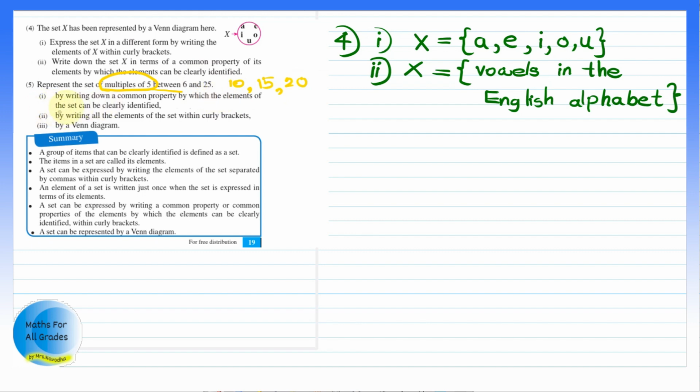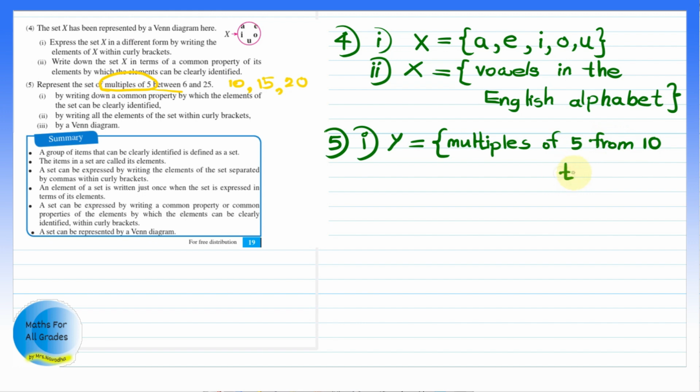Problem number 1. By writing down a common property by which the elements of the set can be clearly identified. Okay, they are asking to write it in a descriptive method. So either you can write multiples of 5 between 6 and 25, which is given, or you can think about another way to write it. Let's write multiples of 5 from 10 to 20. Then close the bracket.